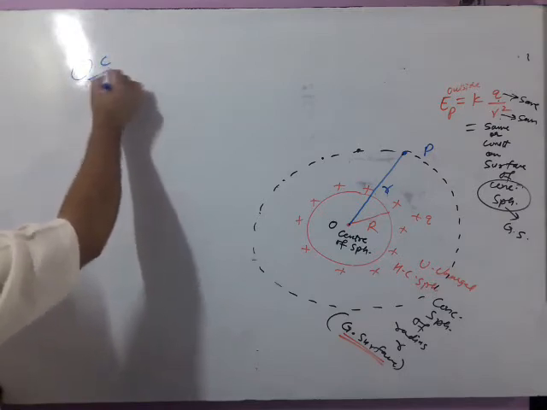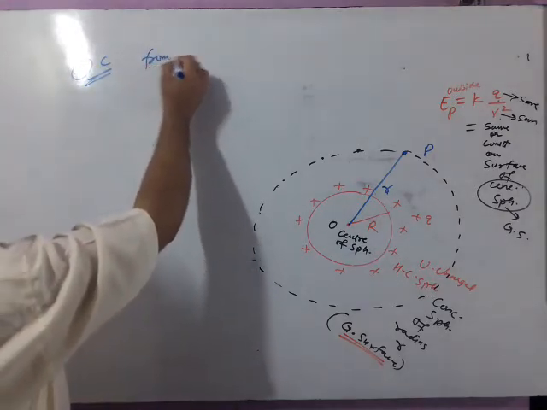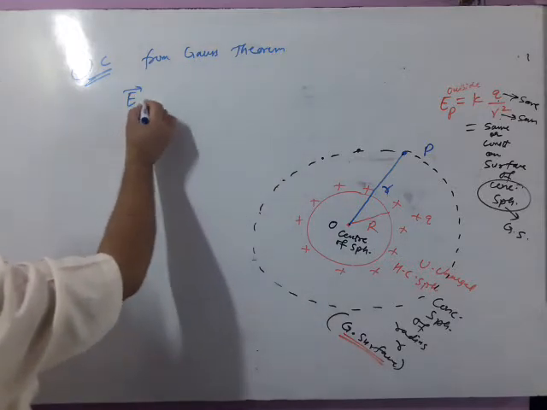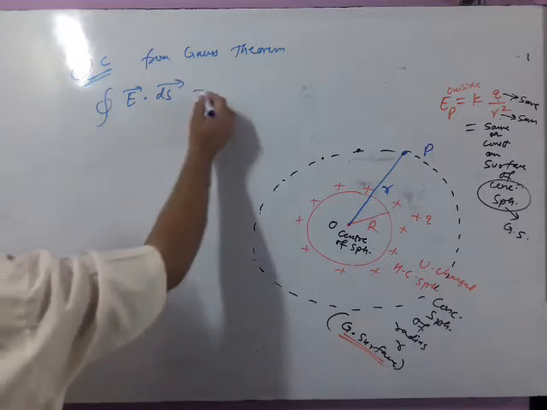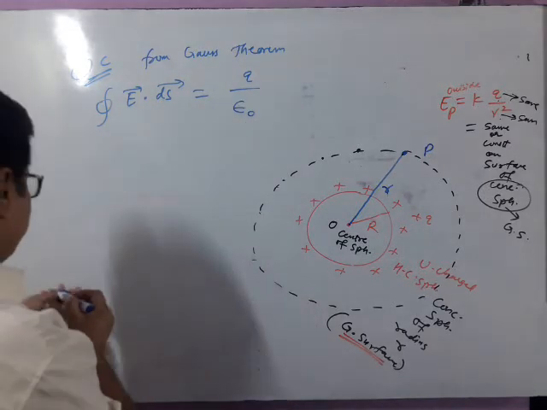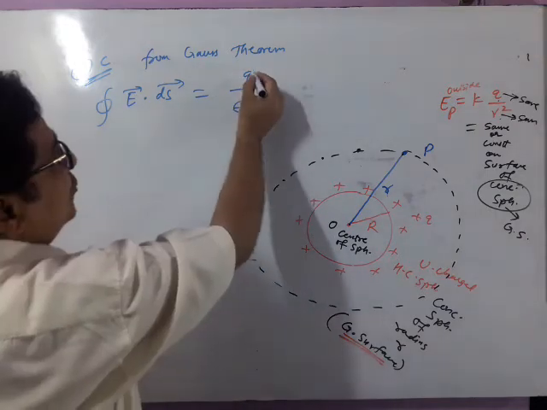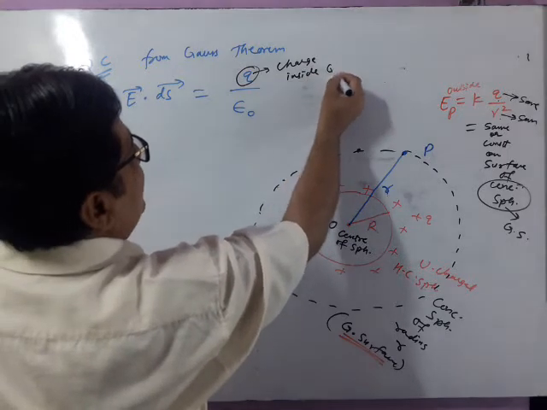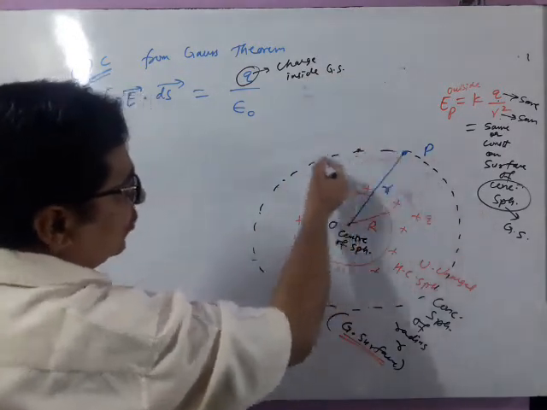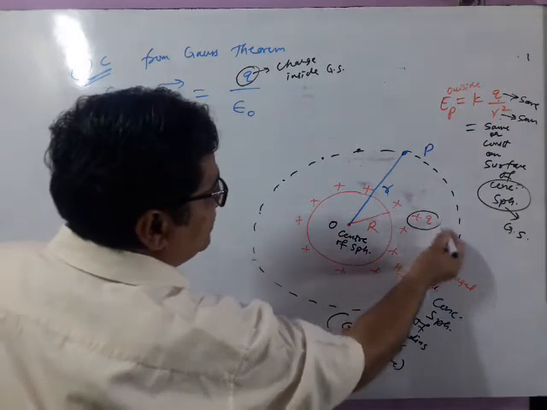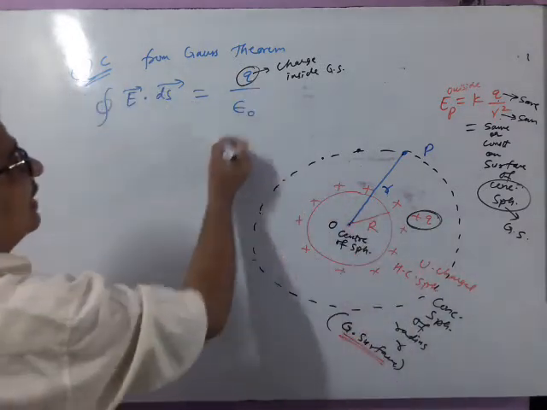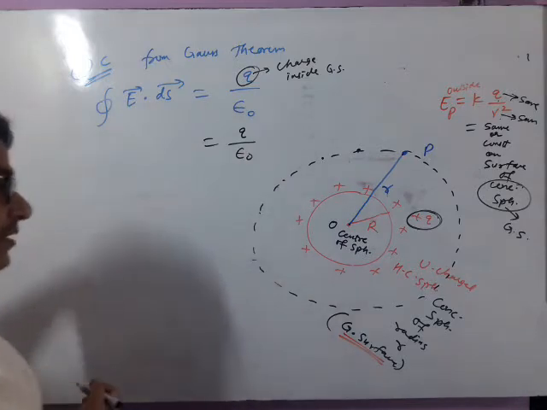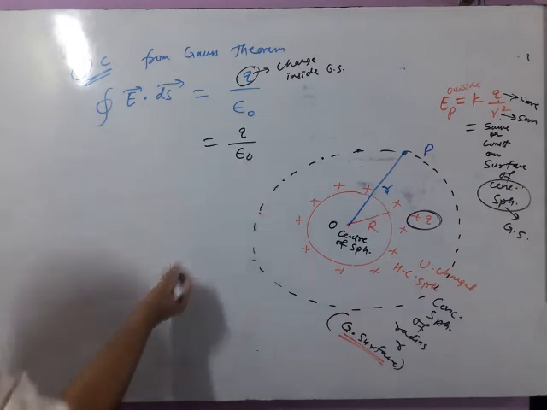Part 1, point C. Now we will apply Gauss theorem: E vector dot ds vector over the closed area is equal to q by epsilon naught. See, this q is the charge inside the Gaussian surface. See, this is the Gaussian surface, and what is the charge inside that? Q. So we will write here Q upon epsilon naught. It is constant, the electrical permittivity of free space.